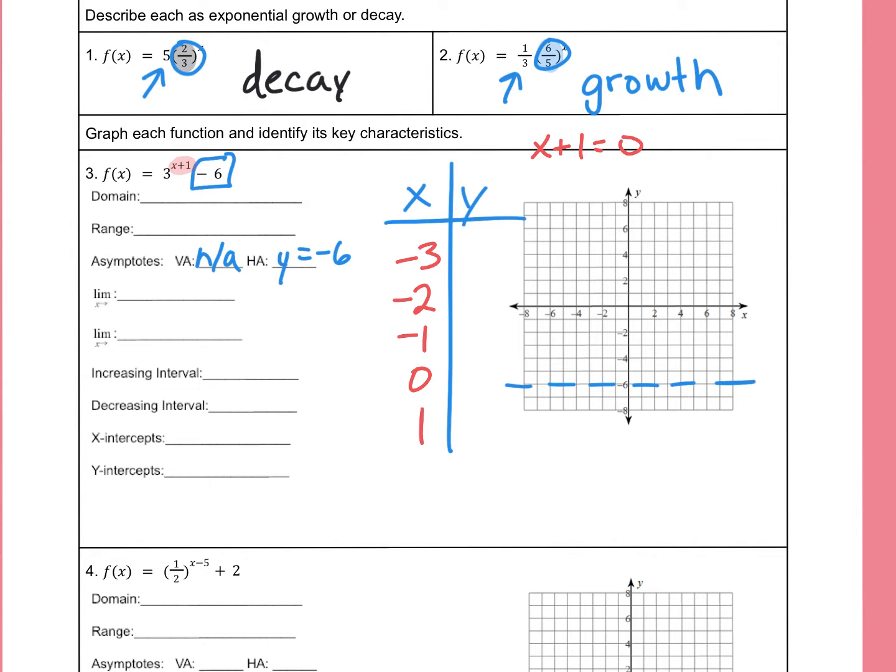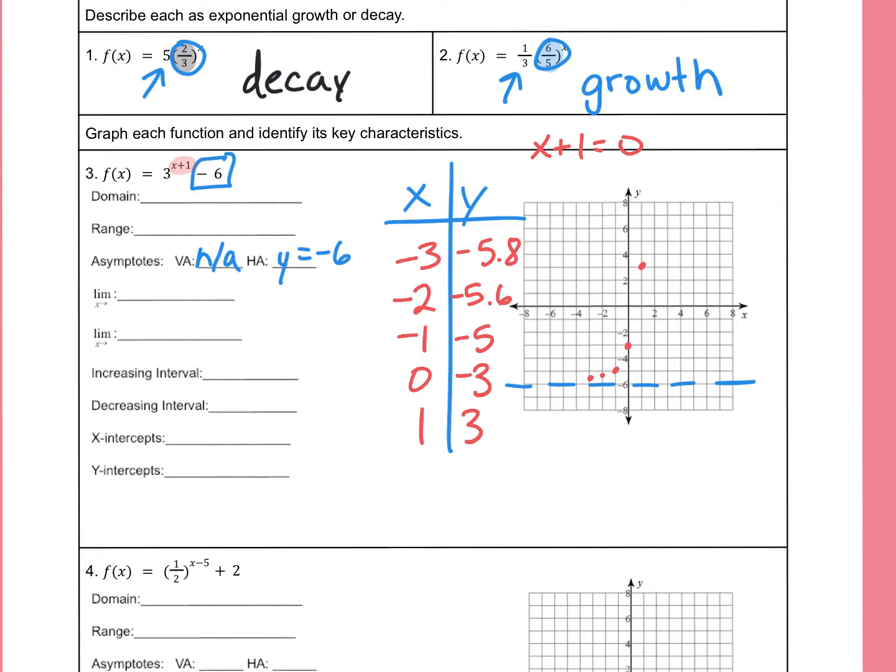Then I plug those into my calculator, and this is what I should get out. -5.8 repeating, -5.6 repeating. I'm just going to go ahead and round them as they are. -5, -3, and 3. Okay, good deal. So now I plot these points. -3, -5.8, -2, -5.6, 0, -3, and 1, 3.